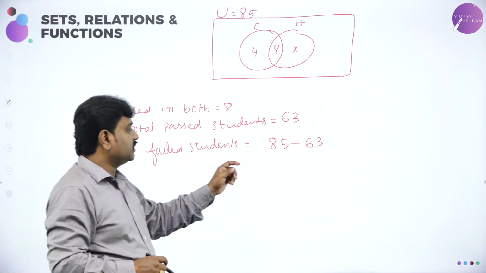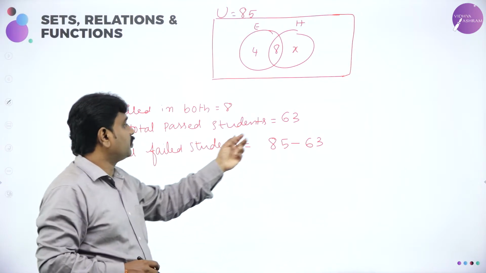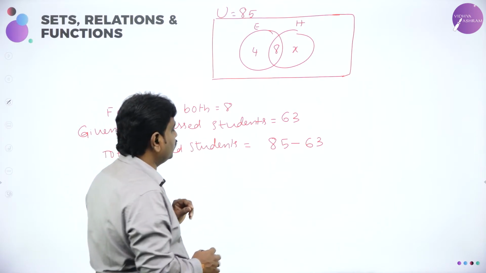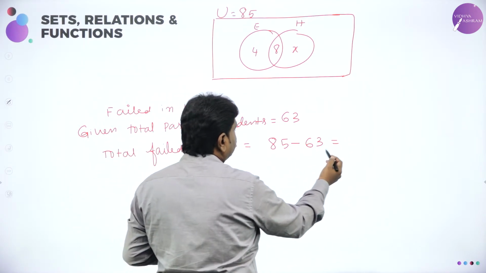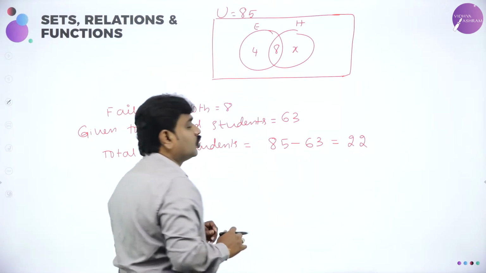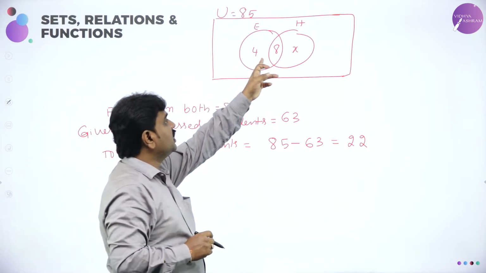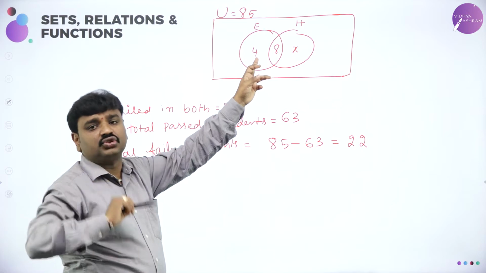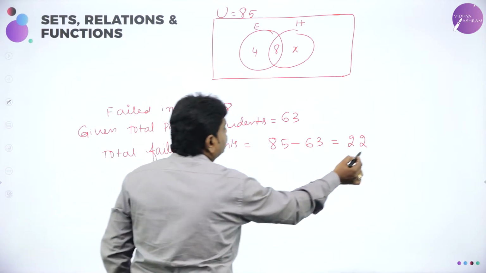Total failed is out of 85. Remove those students who passed, and you will get the total number of students failed. So out of 85, if I remove 63, 22 failed. The total number of students failed is 22. Here E means English failed students, H means Hindi failed students.